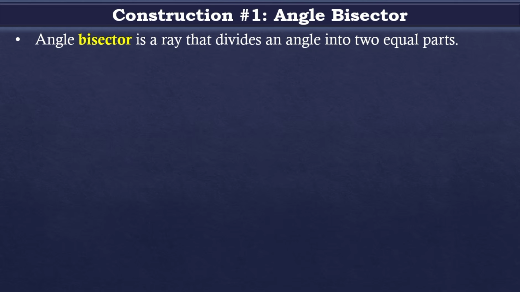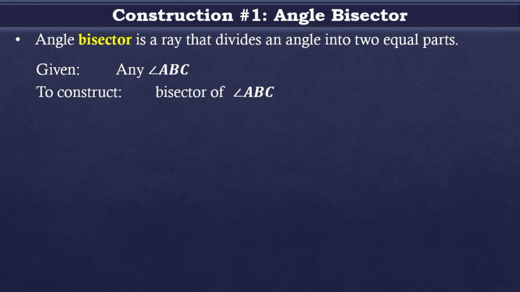Okay? Pag perpendicular bisector naman, it divides a segment into two equal parts. Since ito, angle bisector, it divides an angle. So, ang trabaho ni bisector is to divide equally. Okay? So, angle bisector, it is a ray that divides an angle into two equal parts. So, let us have an example. So, given any angle, so let's have angle ABC. So, let us construct the bisector or angle bisector of angle ABC.